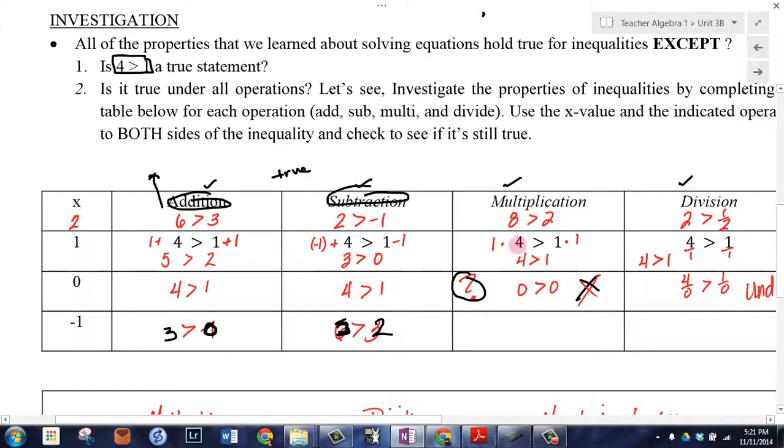Let's multiply by a negative number. So I'm going to take 4 here. I'm going to multiply by negative 1 because that's the row we're in over here. So 4 times negative 1 is negative 4. Okay, I'm going to put my inequality sign in here. And then 1 times negative 1 is negative 1.